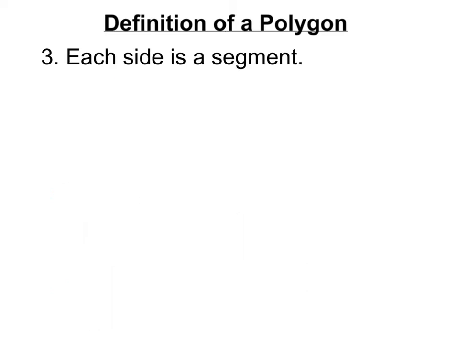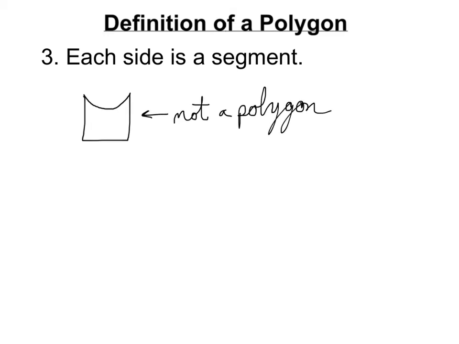The third part of the definition of a polygon is each side is a segment, which really means that each side has to be straight. So this is not a polygon. It does have 3 straight sides, but the fourth is not a segment. It's not straight. Therefore, the figure is not a polygon.